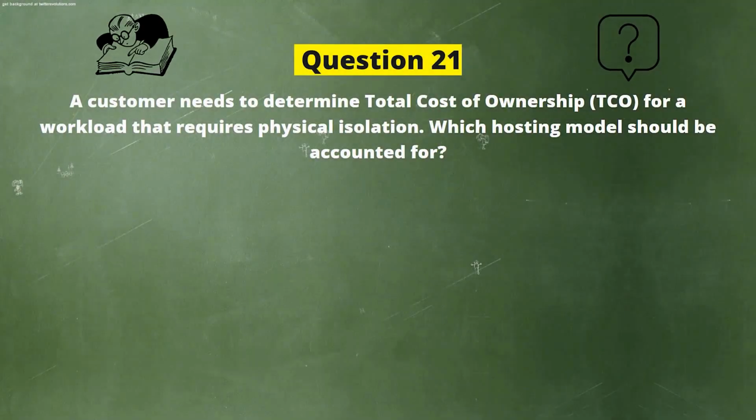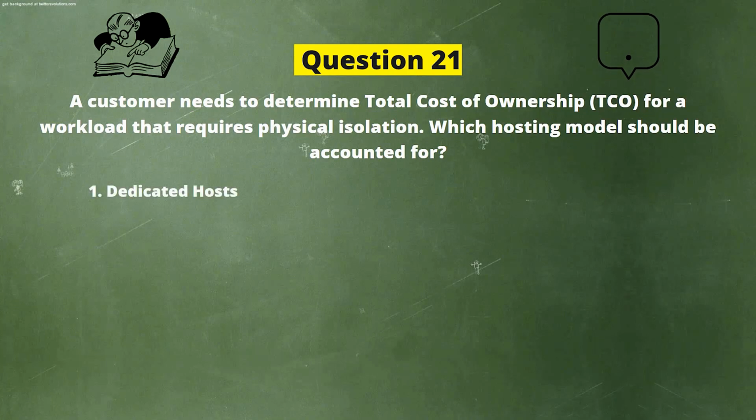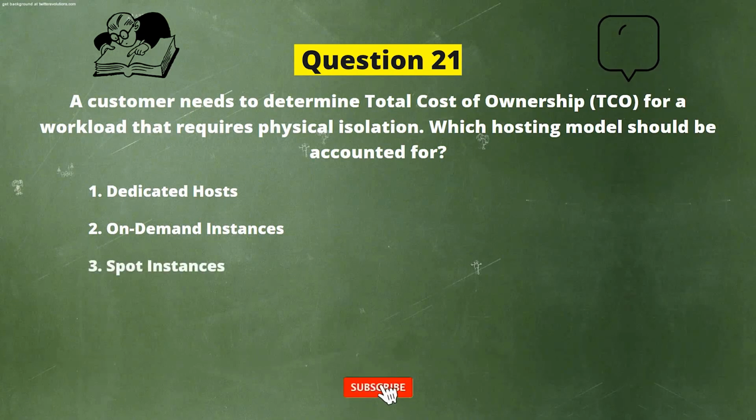Next question. A customer needs to determine total cost of ownership, TCO, for a workload that requires physical isolation. Which hosting model should be accounted for? And the options are: Option 1. Dedicated hosts. Option 2. On-demand instances. Option 3. Spot instances. Option 4.